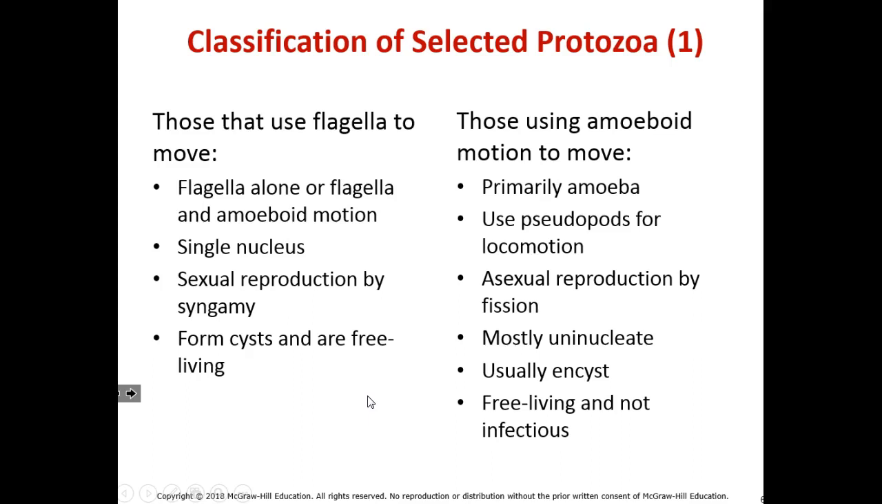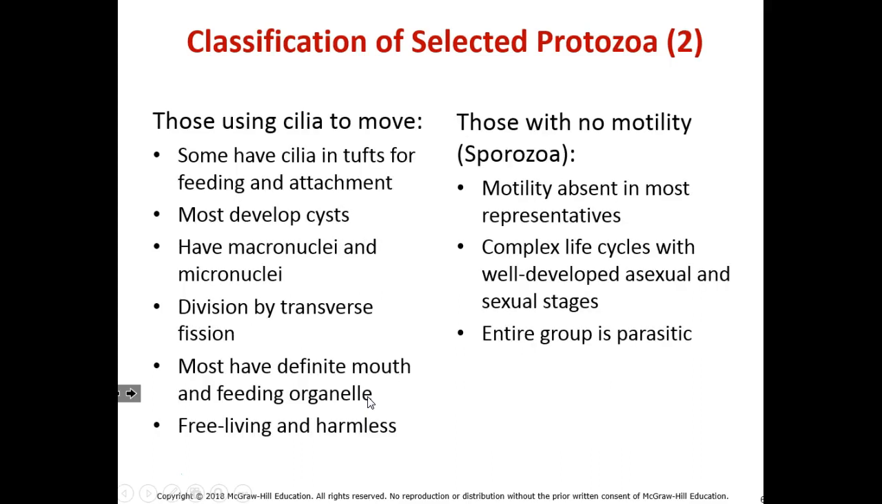Those with an amoeboid motion to move are primarily amoeba. We could remember that: amoeboid, amoeba. They use pseudopods for locomotion. Asexual reproduction by fission. They are mostly uninucleate, usually in cyst, and free living and not infectious.